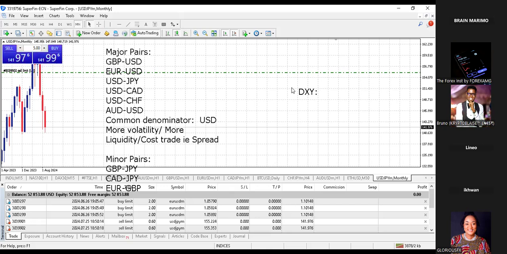And of course, not only inversely correlated to GBP USD, but also Euro USD and the Australian dollar. I trade mainly GBP USD, so that's why I look at it. All right.